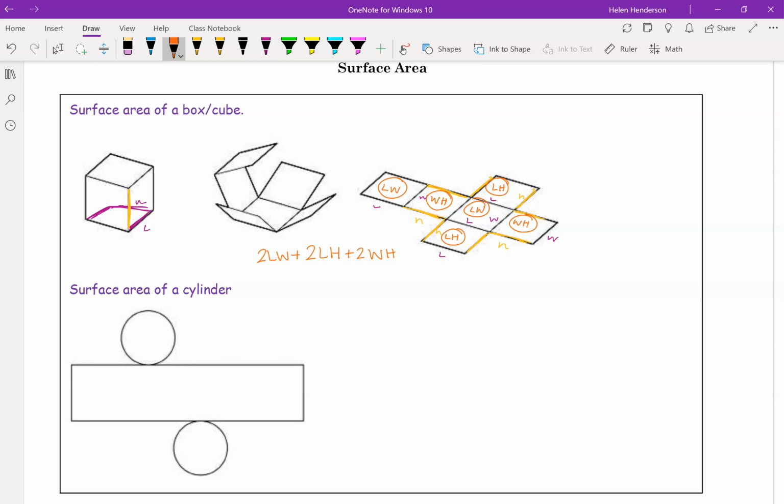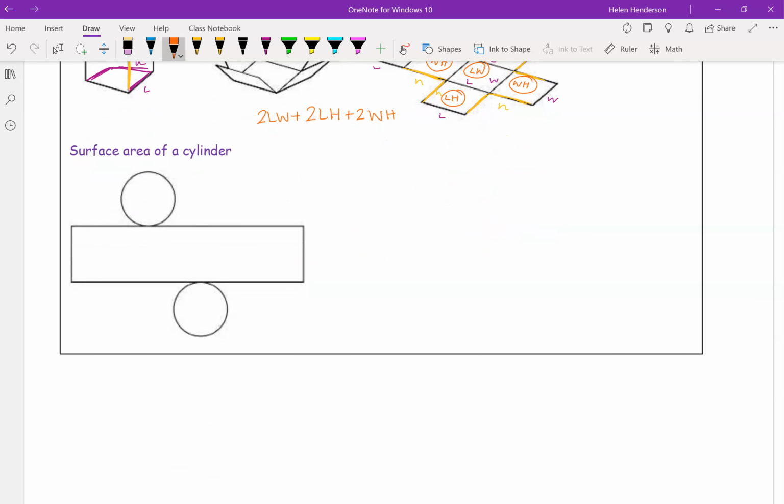For the cylinder, I wish they had shown the cylinder standing up first. So here's the cylinder. Sorry, my drawing is so bad. Here's the height. Here's the radius. So this is the top of the can, and this is the bottom of the can. And you can think of this like the label of the can. So the area of the top and bottom are pretty straightforward, right? They're just pi r squared because they're circles.